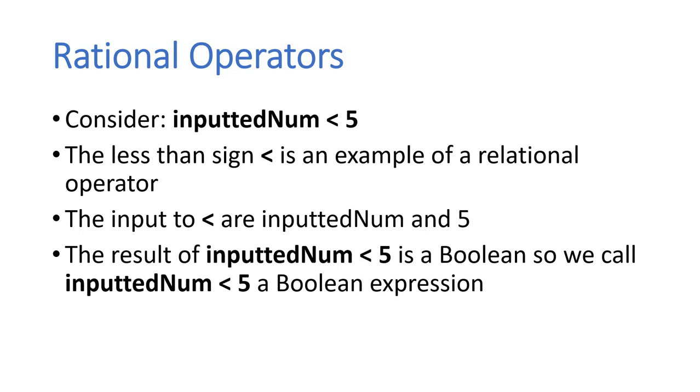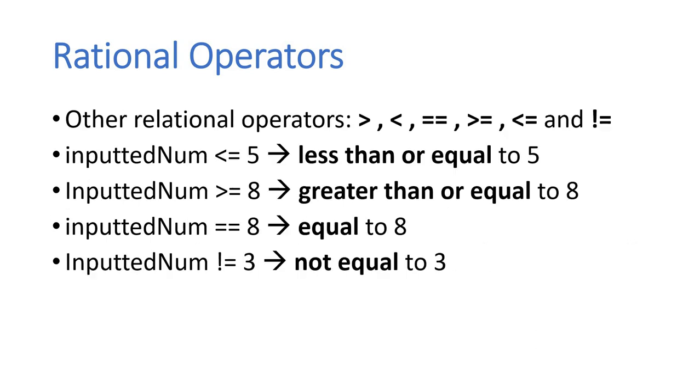The result of this overall comparison will evaluate to either true or false. Since the inputted num less than 5 comparison evaluates to a boolean, we call it a boolean expression. And a boolean expression can be used as a condition for our decision blocks. Of course, less than is just one relational operator. There are many others we could use here instead.